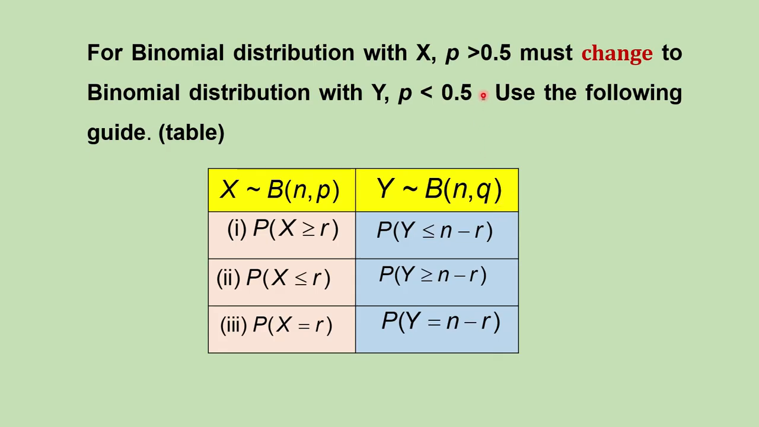When reading the table and p is more than 0.5, the simplest way is you need to change from X to Y. Okay, thank you.